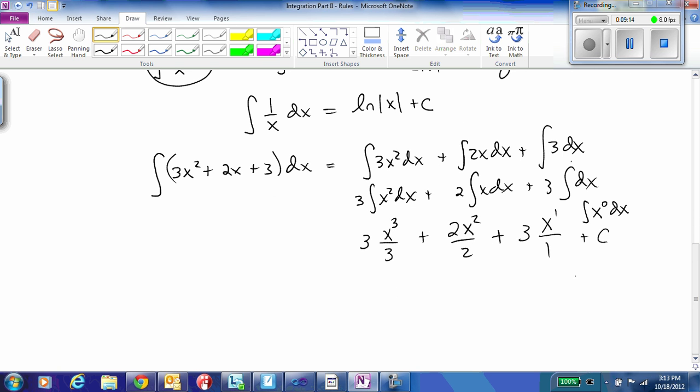So if I simplify this out, I get x cubed plus x squared plus 3x plus c. That would be my original function. If I take the derivative of that, you'll notice that it gives me this. So the process of integration is distributive.